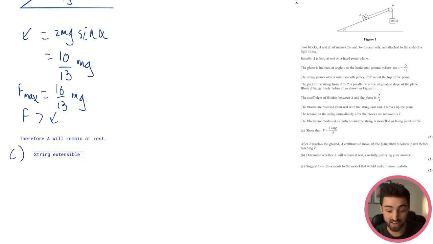So you could say string being extensible and then blocks, or almost the dimensions of the blocks taken into account, because that's what modeling as a particle does. It doesn't take into account the dimensions, and it just says, let's imagine it all acts at a point. But that's not true in reality, is it? So you see there, the question has given us our answer, and that is question three.